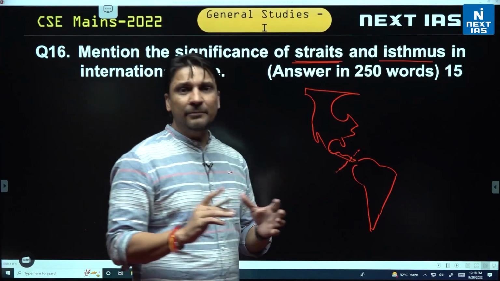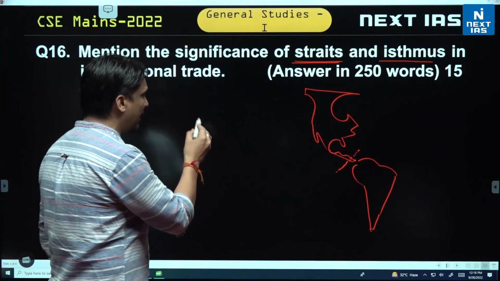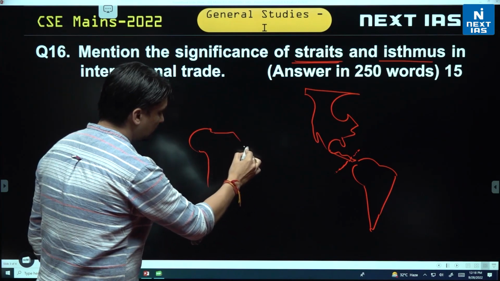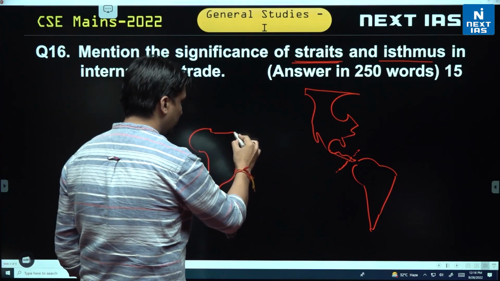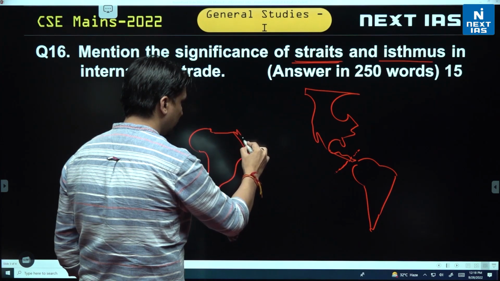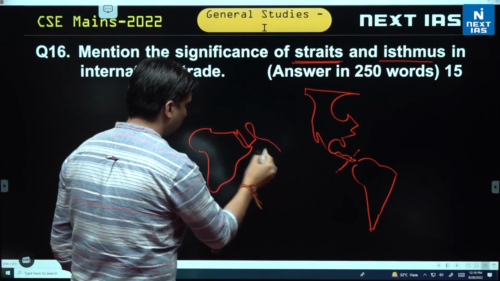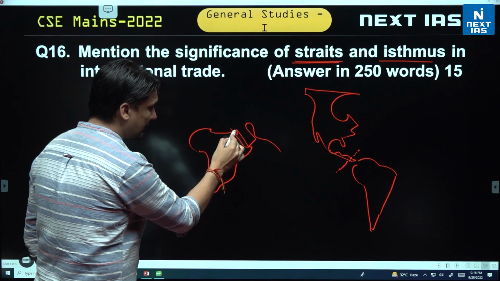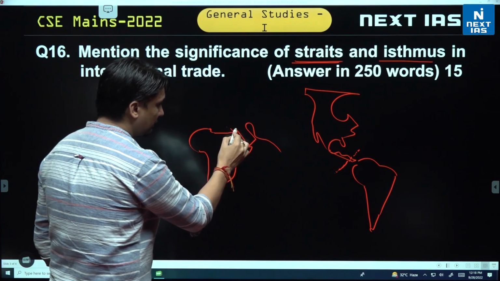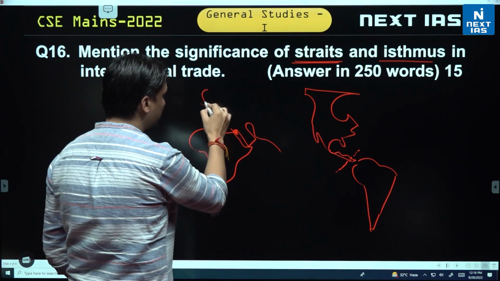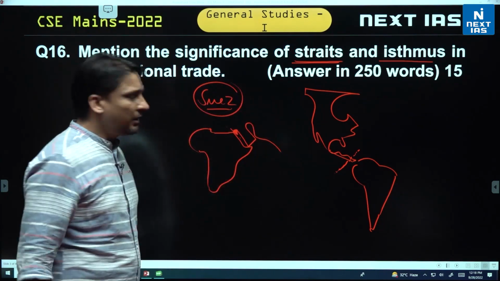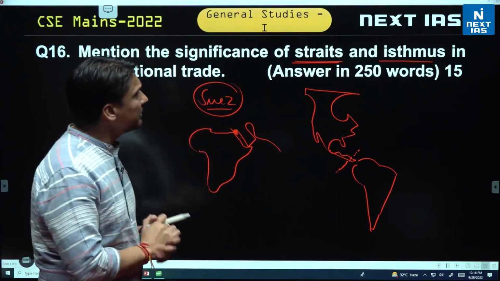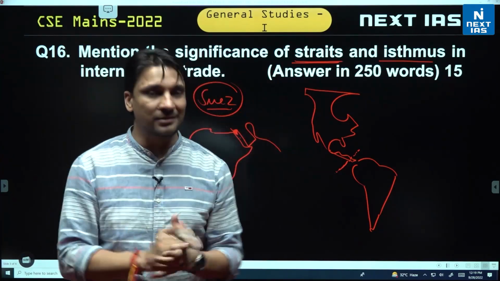Correct? Similarly, between Africa and Asia, here also between the Red Sea and Mediterranean Sea, there is a narrow piece of land which is called Suez Isthmus. Correct? So these narrow small pieces of land which connect two large land masses are called isthmus. So that's your introduction to the answer.